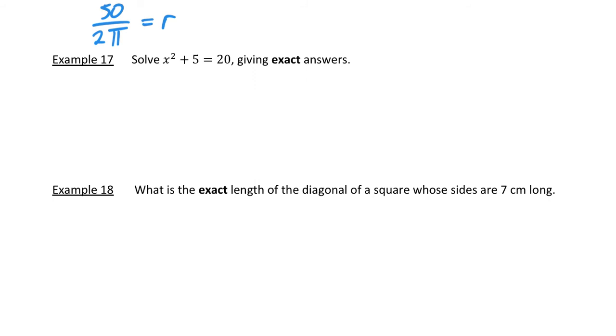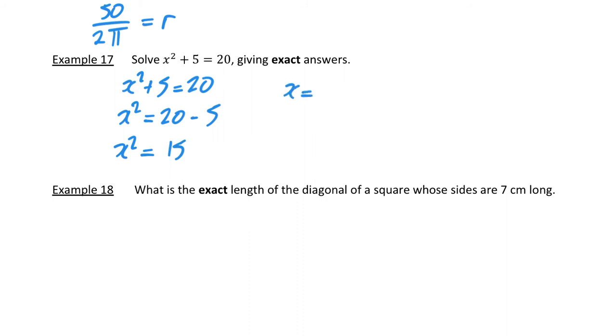Example 17 says, solve x squared plus 5 is equal to 20, giving exact answers. Okay, I'll write that again. x squared plus 5 is equal to 20. Just going to bring that 5 over to the other side. I'll have x squared equals 20 minus 5. Tidy up, that'll be x squared is equal to 15, which means x is equal to the square root of 15. And that's what a lot of people write down, which is half right. You have to remember it's plus or minus the square root of 15. And that is an exact answer.